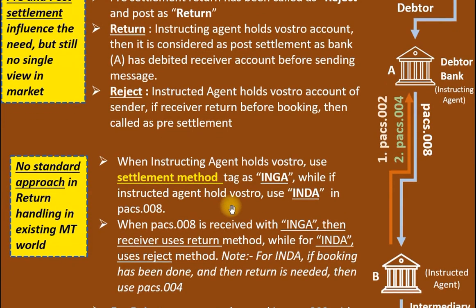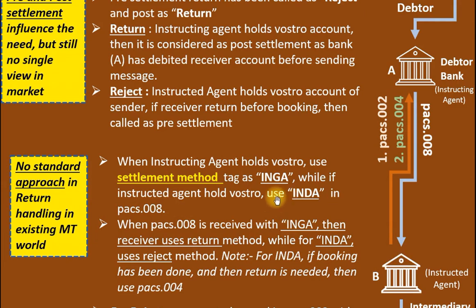So let's say when the instructing agent holds the account, that is in this case, and they are forwarding the PAX 008 message, then ideally the settlement method should have the keyword INGA, which means I am holding the account and I am debited that. While if the instructed agent holds the account, then it will be INDA.